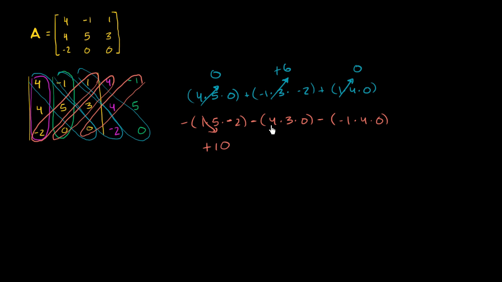And then we have 4 times 3 times 0. Well, that's just going to be 0. And then we have negative 1 times 4 times 0, which is just 0. So we're left with positive 6 plus 10, which is equal to 16.